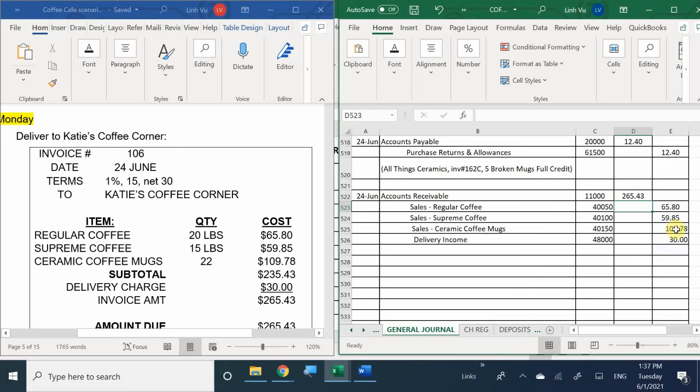All right, for $265.42. I had 43. $265.43. Oh, yes, I do. Sorry about that. $265.43. Got it. And then I just wrote Katie's Coffee. In parentheses, I put Katie's Coffee Corner. Invoice number 106. And then for terms, I put 1%, 15, net 30.